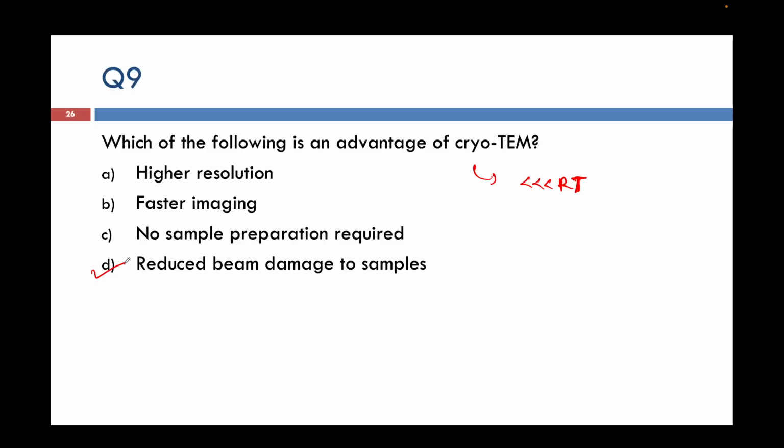Cryo-TEM is used with lower accelerating potential, and it is generally used to view biological samples. So that is why we need as minimum beam damage to the sample as possible. That is where cryo-TEM comes in handy.